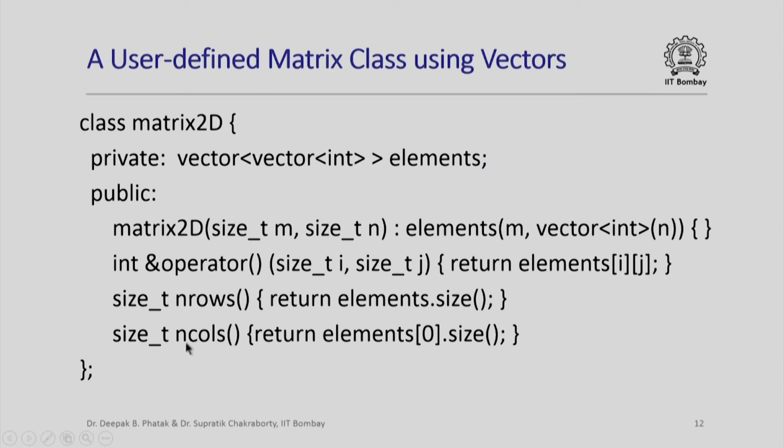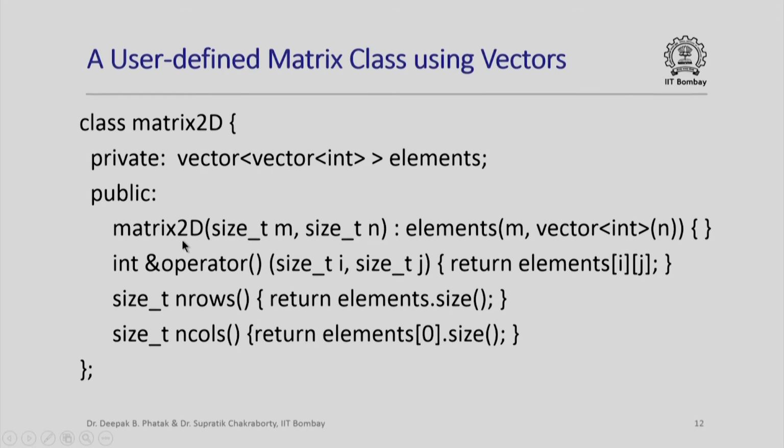So here I am showing a definition of a user defined class which uses the template class vector that we have already studied. So this is an example of real user programming that makes use of the template class vector. So here I am trying to define a class called Matrix2D for a two-dimensional matrix of integers, a two-dimensional array of integers. This class has a private data member called elements, which is a vector of integers. It has several public member functions.